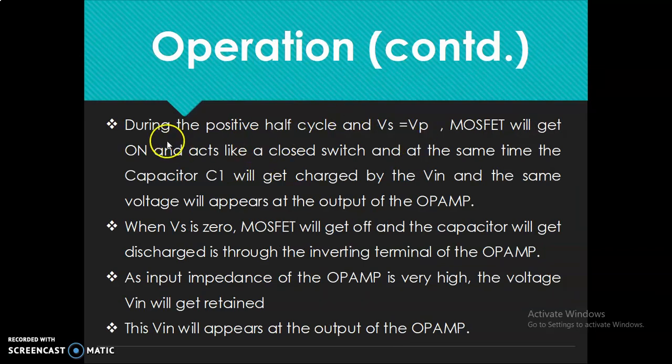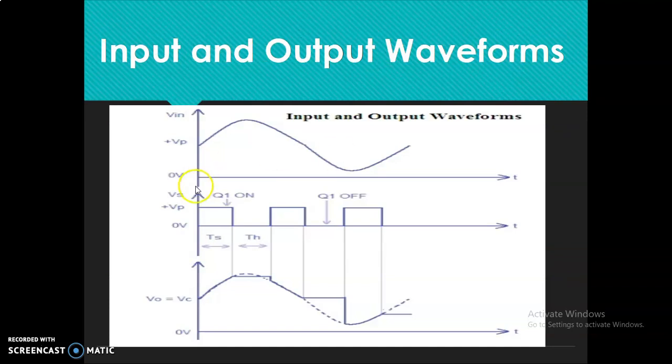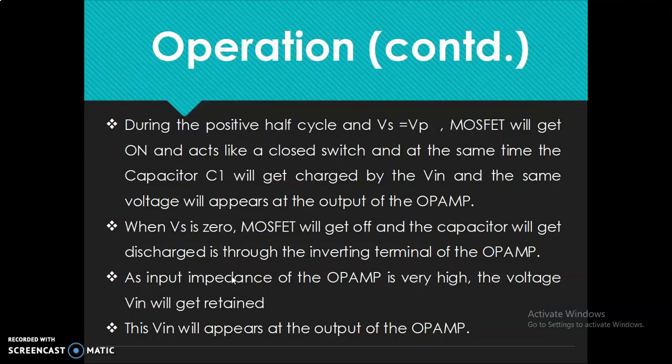Its operation during the positive half cycle, when Vs is equal to Vp, MOSFET will get on and acts like a closed switch. You can see in this diagram, when MOSFET is on, the output is increasing as the input is increasing, till here, till the MOSFET is on and acts as a closed switch. At the same time, the capacitor C1 will get charged by V input.